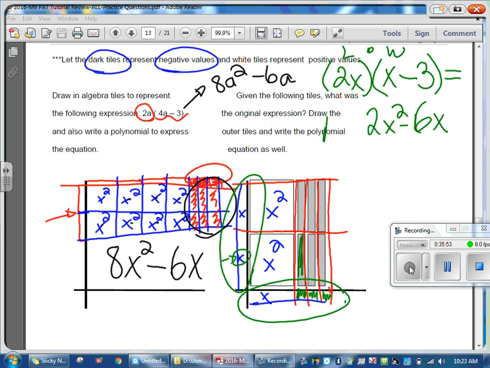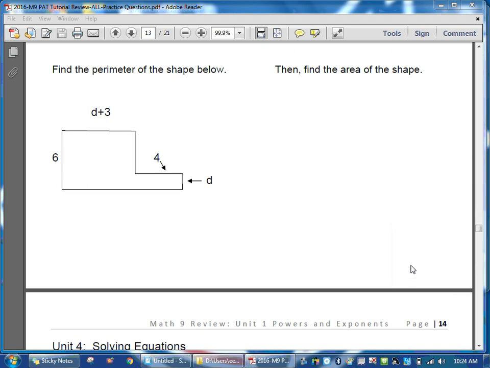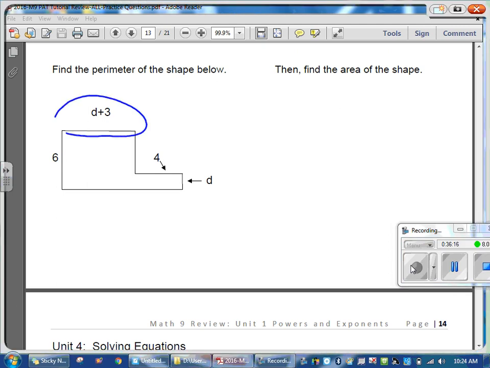The next question wants us to find the perimeter, and then it wants us to find area. Well, perimeter, I do what I did with my last diagram. I find the ones that are the same, so this guy plus this guy are going to be the same length as that big long one. So I'm going to take that top d plus 3, and I'm going to add it to that 4. Okay? Those are all added together for that bottom line.